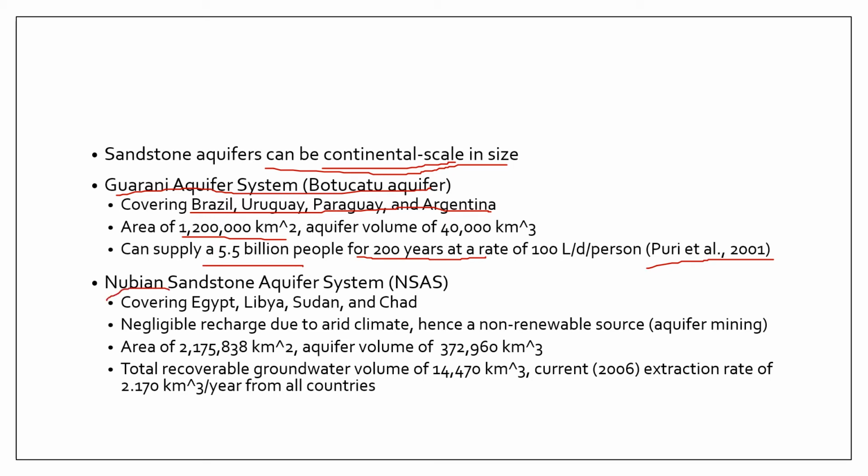The next example is the Nubian Sandstone Aquifer System, or the NSAS. And this aquifer is situated in one of the most troublesome areas in Africa. So it spans Egypt, Libya, Sudan, and Chad.